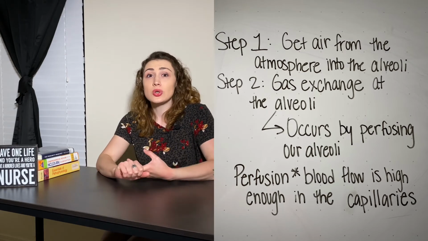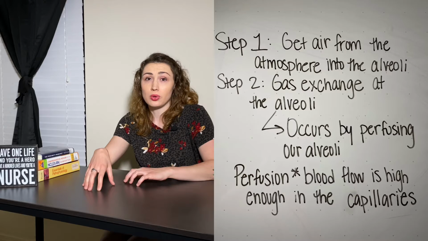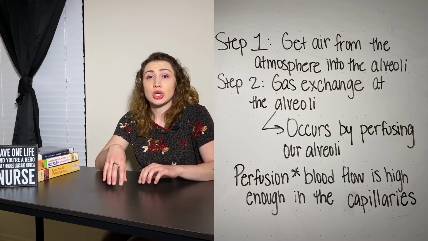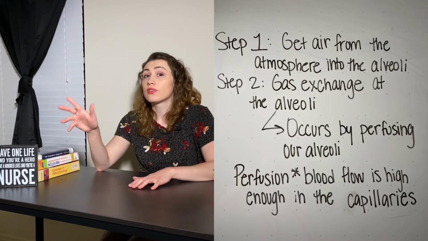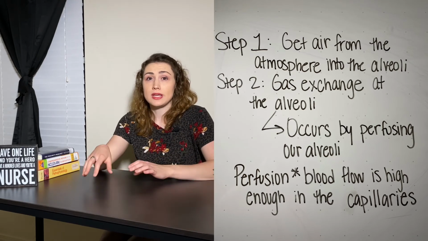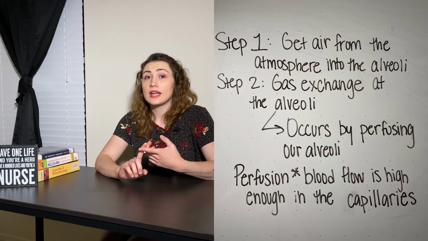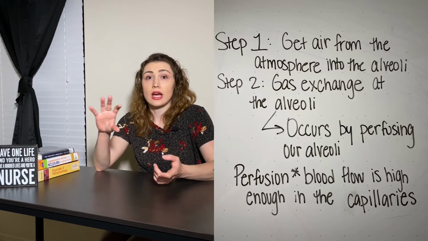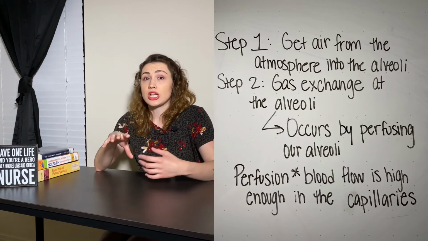And step 2 is gas exchange at the alveoli. And the way that gas exchange occurs is when the alveoli are perfused with blood. Now, what is perfusion? Perfusion just means that the blood flow is high enough in the capillaries that surround the alveoli, that way gas exchange can occur. So in order for our lungs to work efficiently, we need to get adequate air from the atmosphere into our alveoli, and we need to have enough blood flow in our capillaries. We call this a ventilation perfusion match.